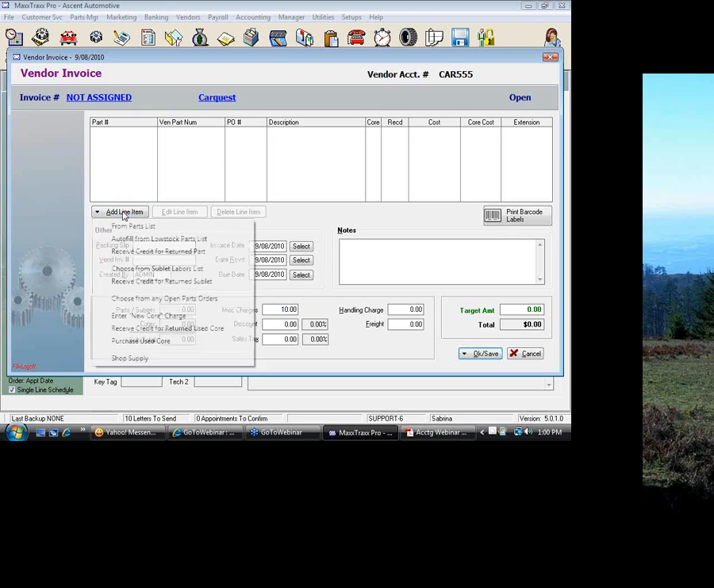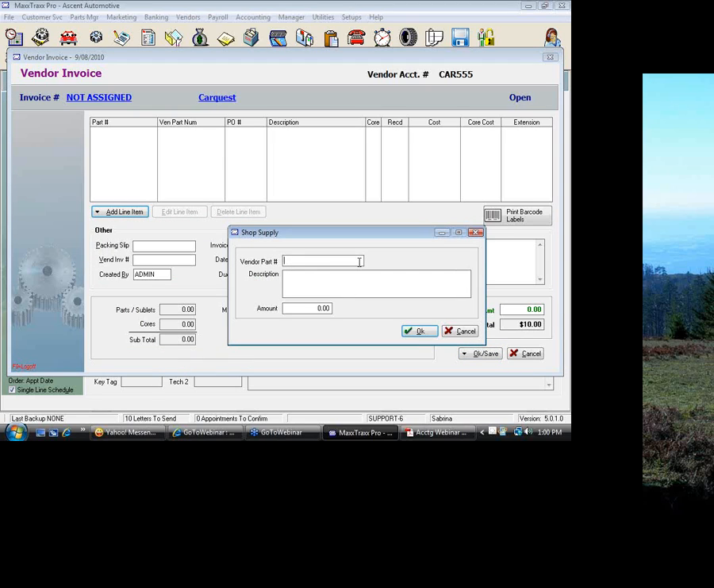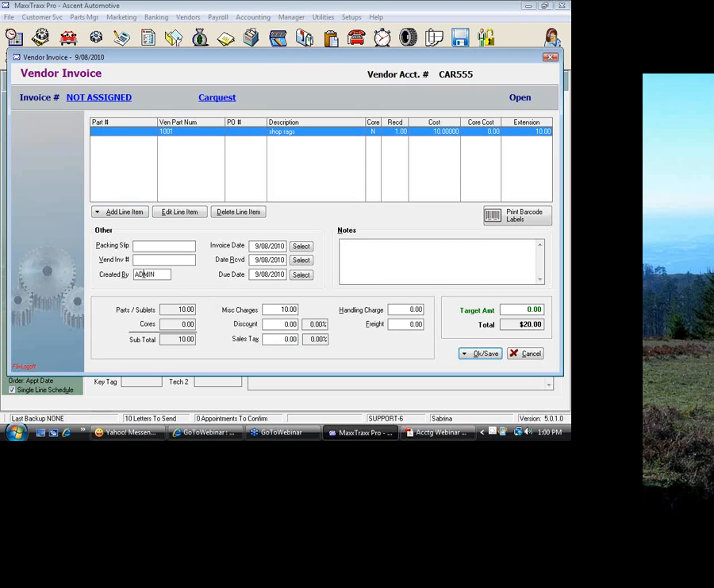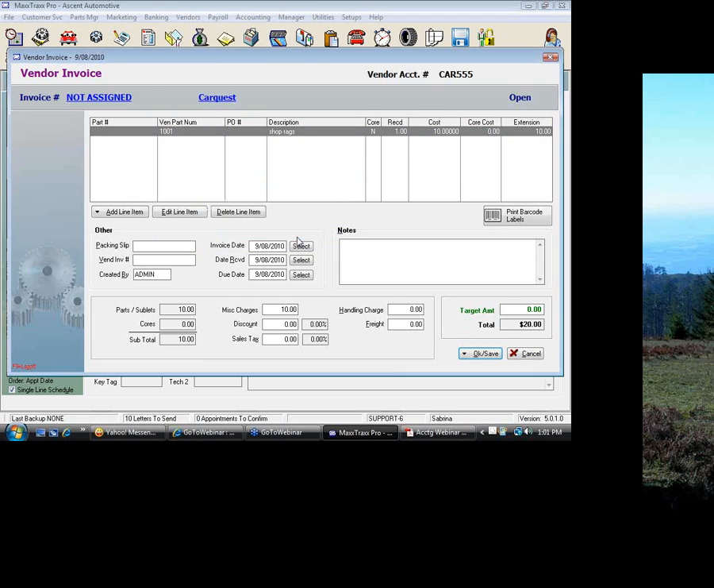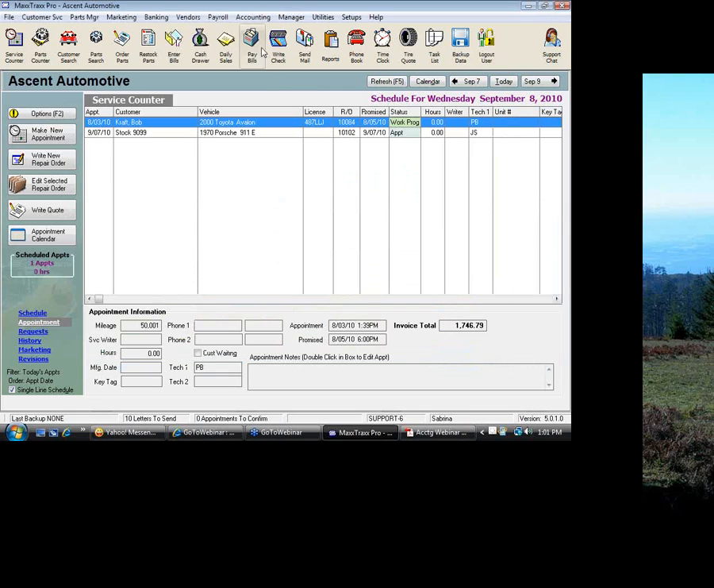Or if you click under Add Line Item and you click on Shop Supply, anything that you enter in here, let's say shop rags, for example, anything that you enter here automatically in the background bypasses that inventory miscellaneous supply and just becomes a cost of goods sold. So why would you ever want to use that? Let's look at that again.